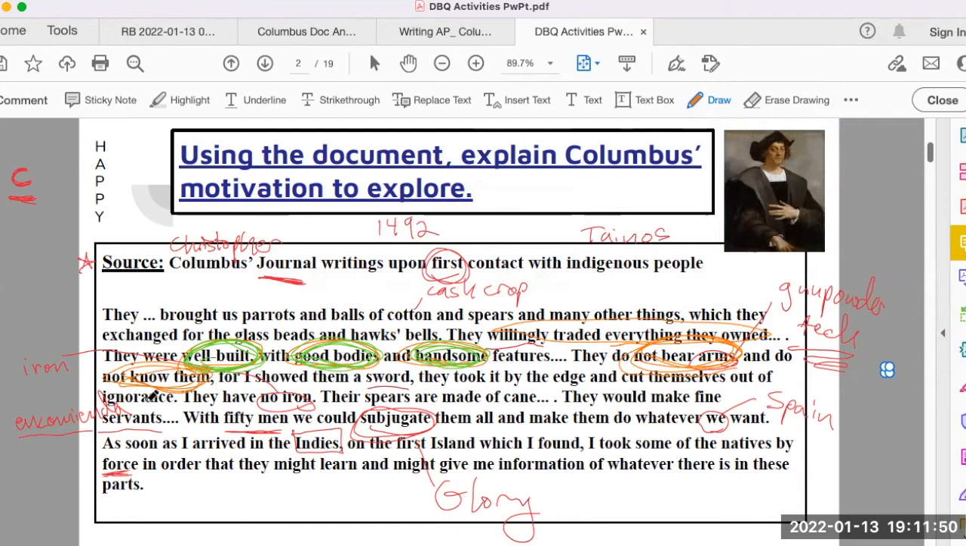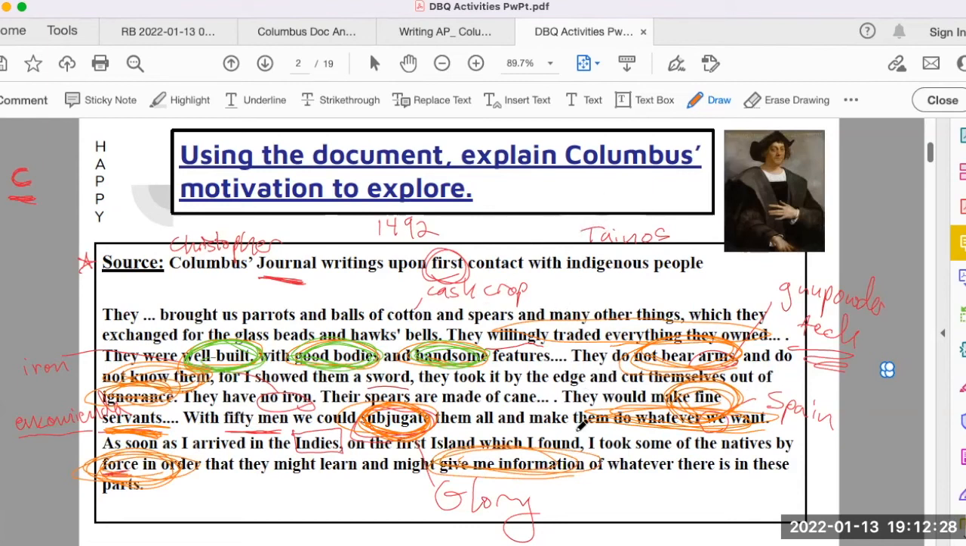They cut themselves out of ignorance. Their spears of cane, and therefore inferior. They would make fine servants. So already looking at them as servants or as subservient to the Europeans. That's not very respectful. We can subjugate them. Planning to conquer people, not very respectful. Make them do whatever we want, same thing. Took them by force in order to get information from them. Lots of diction that indicates disrespect.